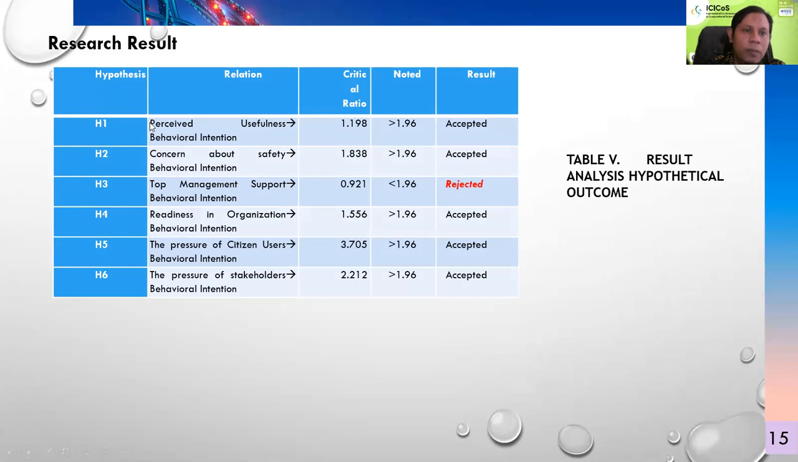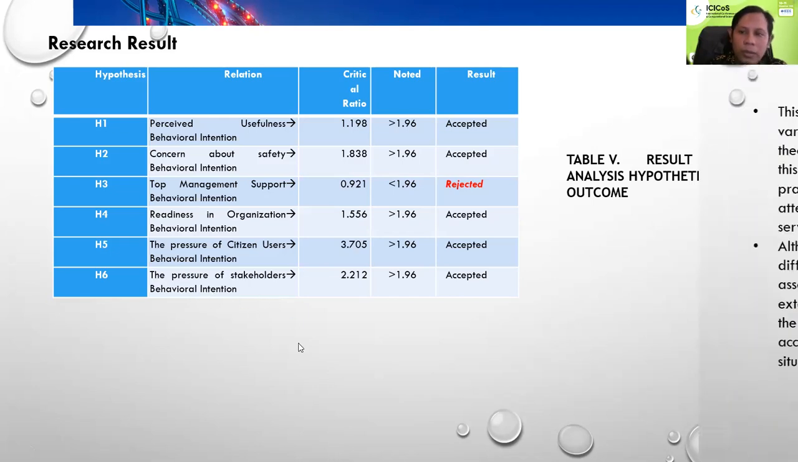And at last, this is a result analysis of hypothetical outcome. First hypothesis, perceived usefulness to behavioral intentions was accepted. Concern about safety to behavioral intention was accepted, but top management support to behavioral intention was rejected. Readiness in organization to behavioral intention was accepted. The pressure of citizen users to behavioral intention was accepted. The pressure of stakeholders to behavioral intention was accepted.